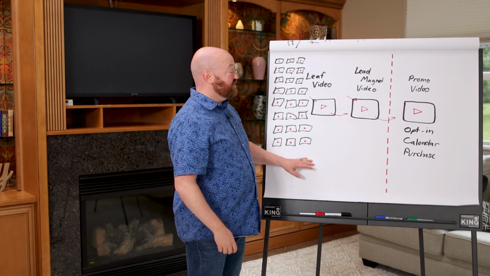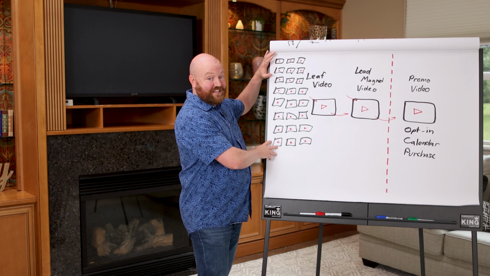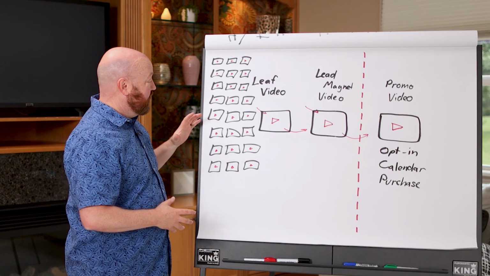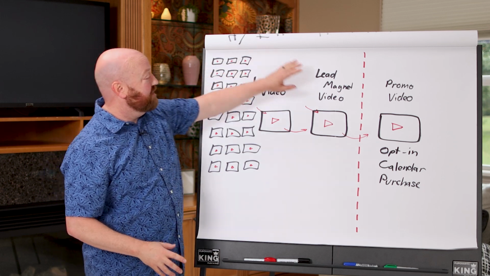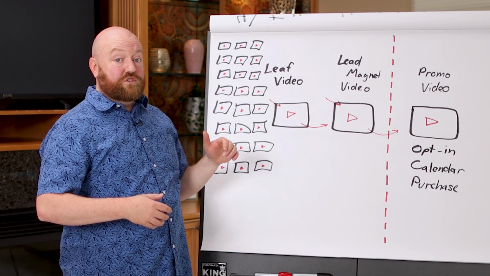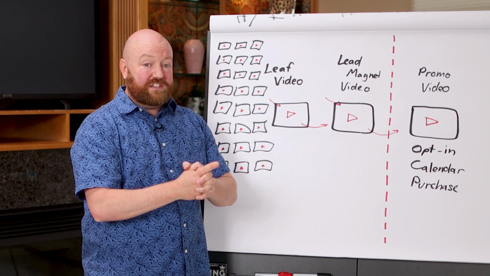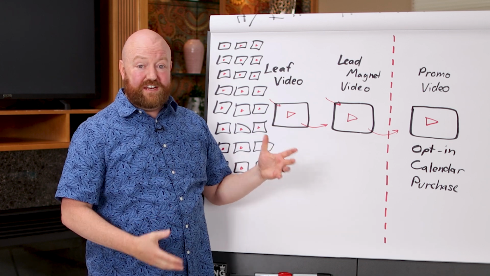All right, I spared no expense for you guys. Look at all these leaf videos that I drew. I want to emphasize the point that you're going to be making tons and tons of leaf videos that feed into the same lead magnet video. So when you narrow down the branch that you want to dominate, that branch might have 40 different leaves on it.